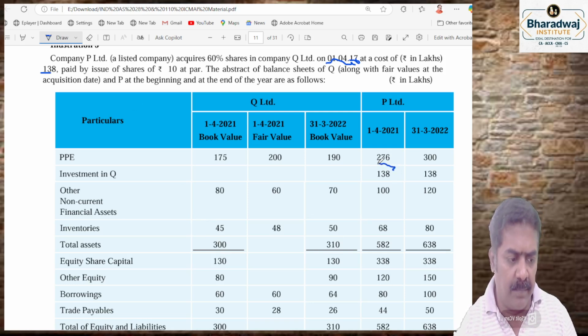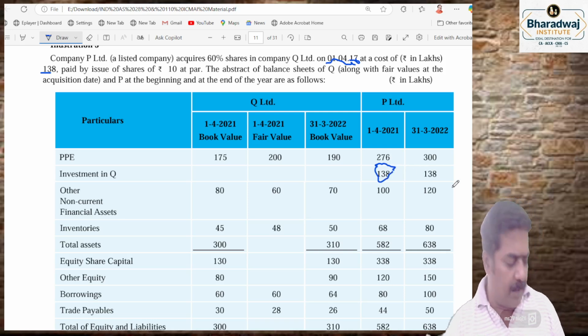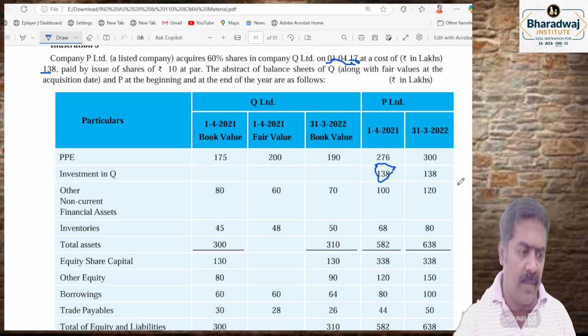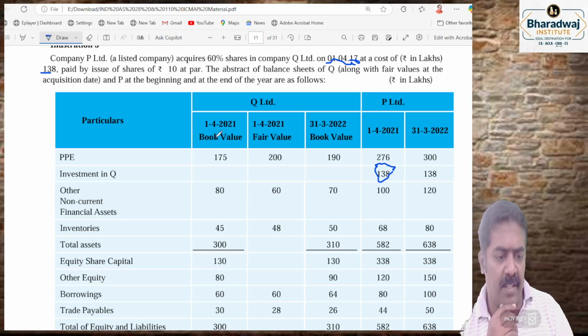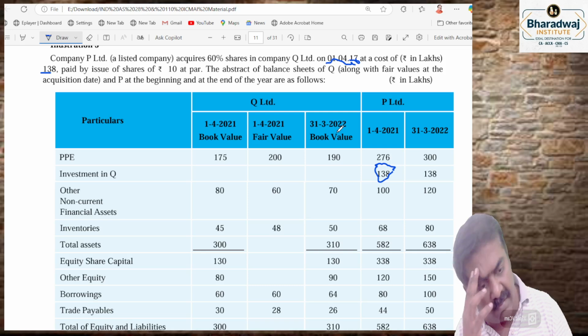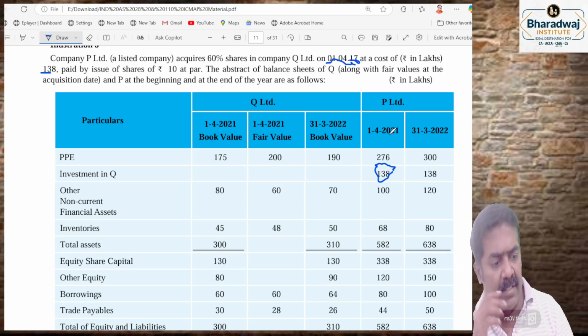So this one, 138 lakhs represents which one? Shares in the other company. 138 lakhs is nothing but shares in the other company. Q Limited's book value at the beginning of the year is given. Fair value at the beginning of the year is given. Book value at the end of the year is given.